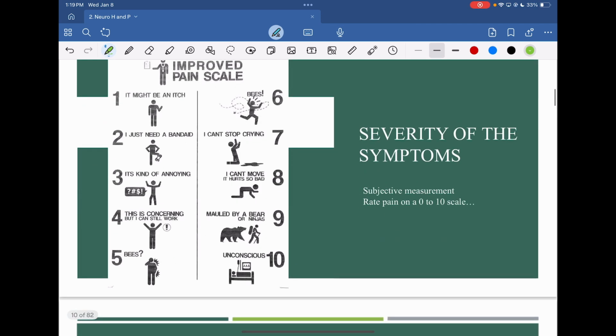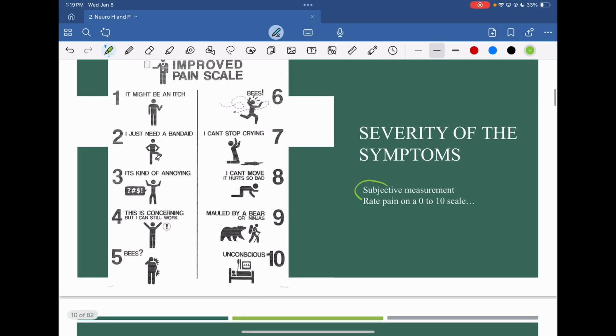Severity of the symptoms. This is a subjective measurement. Some people have very low thresholds of pain. Some people have very high pain thresholds. So ask them to rate it. If you use the same scale, 1 through 10, every time they come in, hopefully you'll get, yes, I'm a 5 today, I'm a 4 tomorrow, whatever.